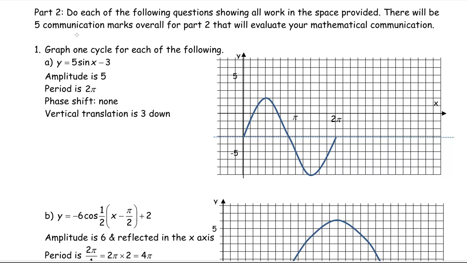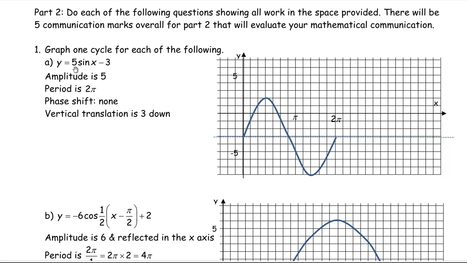For question number 1 in the second part here, we're asked to graph a couple of trig functions, and for each of these, make sure that you're always listing the characteristics: the amplitude, the period, the phase shift, the vertical translation, and if there happens to be reflection in the x-axis as well.